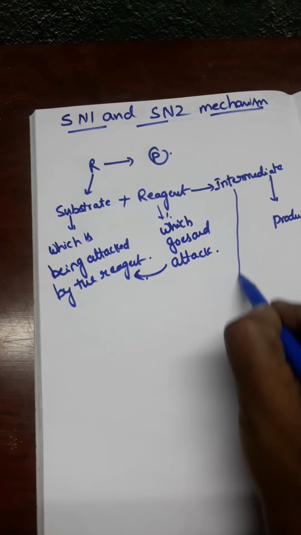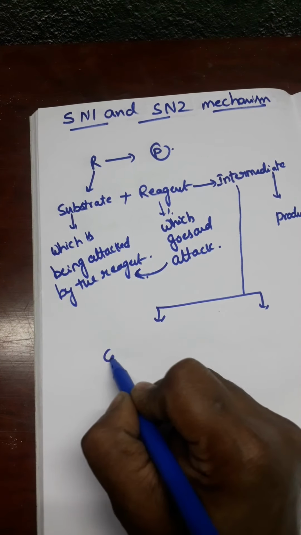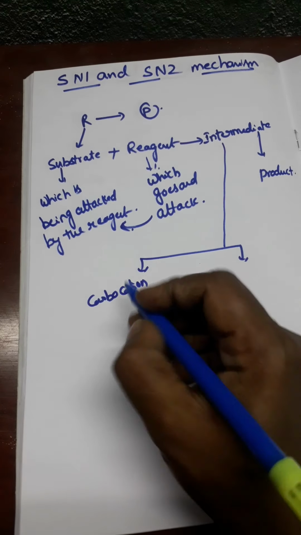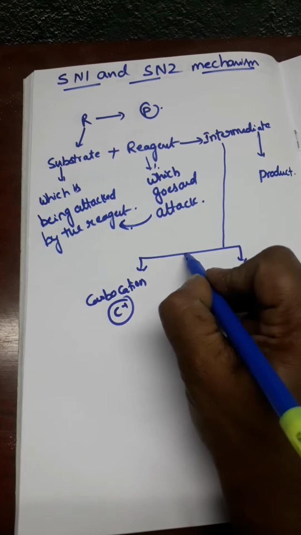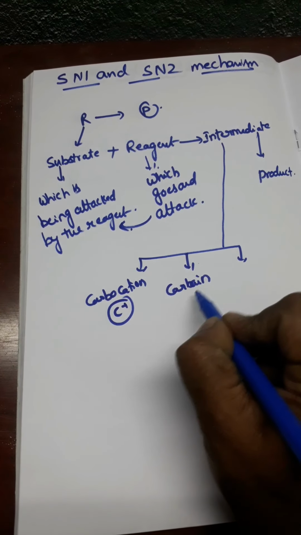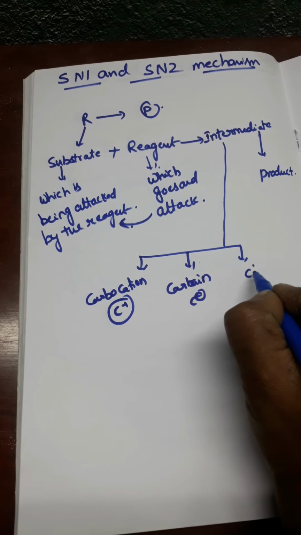These intermediates are again of three types: carbocation, C plus, carbanion, that is C minus, and free radicals.